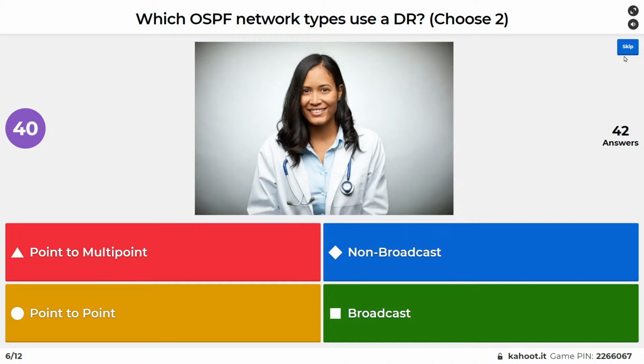And I've got a little tip for you. I know a lot of people have answered already, but if it has the word point in it, it does not use a DR. Just saying. If it has the word point in the network type, it does not use a DR.